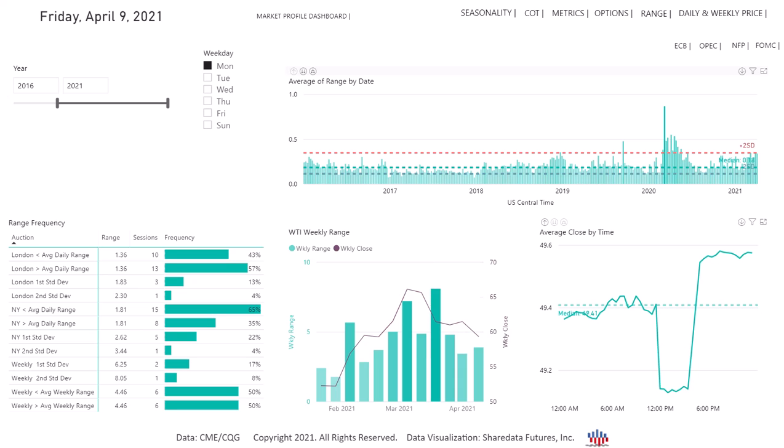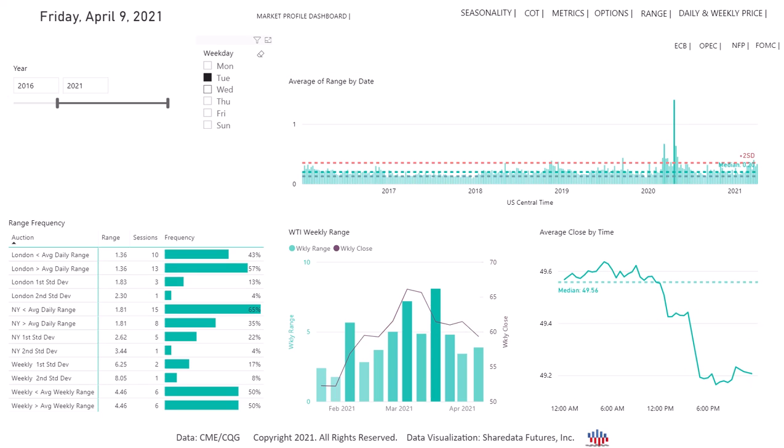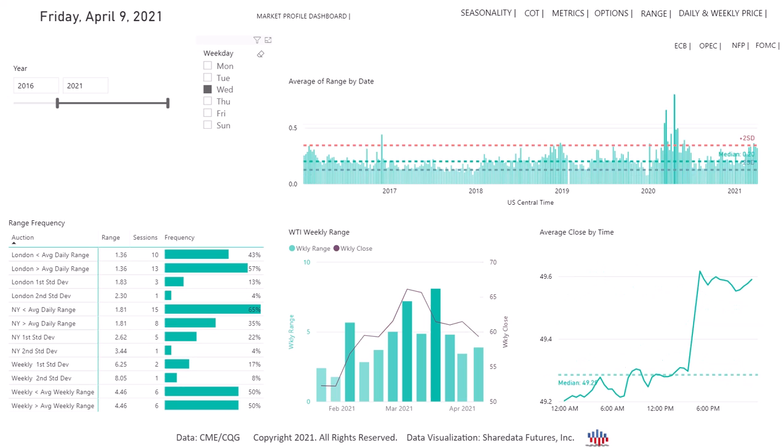Finally, we have average close by time in the bottom right. This provides you the average closing price and also a curve, if you will, within the intraday context. When you click on different particular days of the week, you can see certain curves that tend to occur given the day of the week.